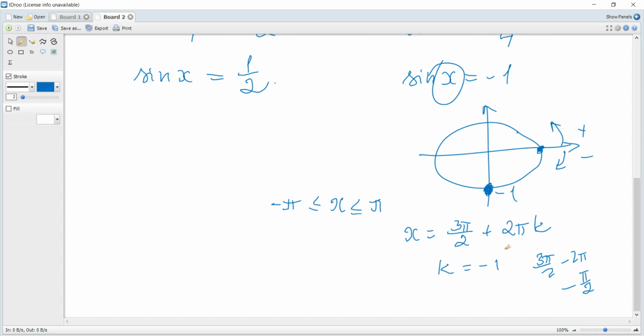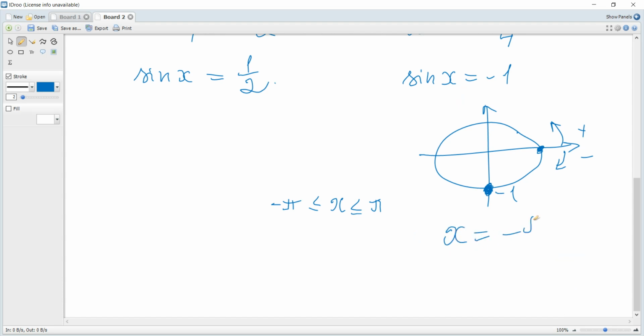And when k is negative 2 or less, there are no solutions for such values. So there is a solution, x is negative pi over 2. It's the first root.